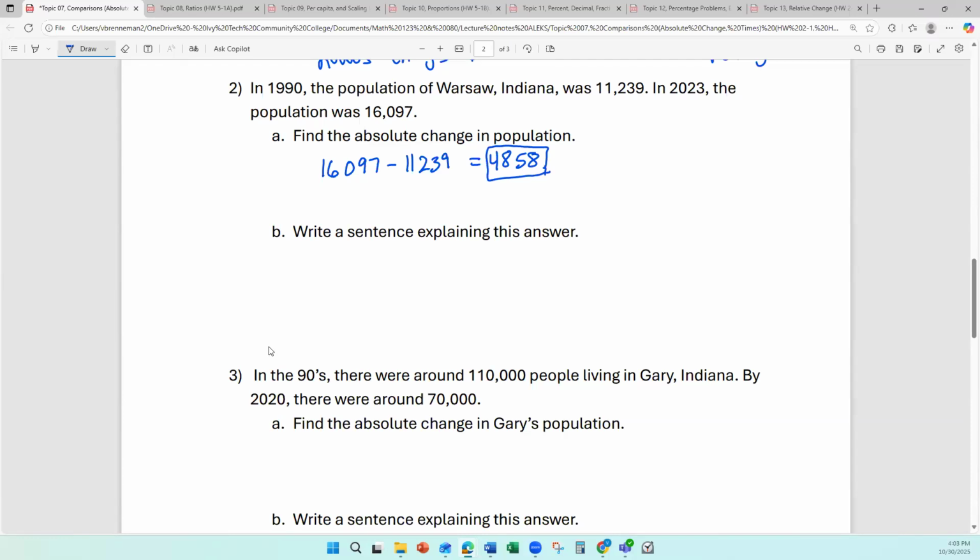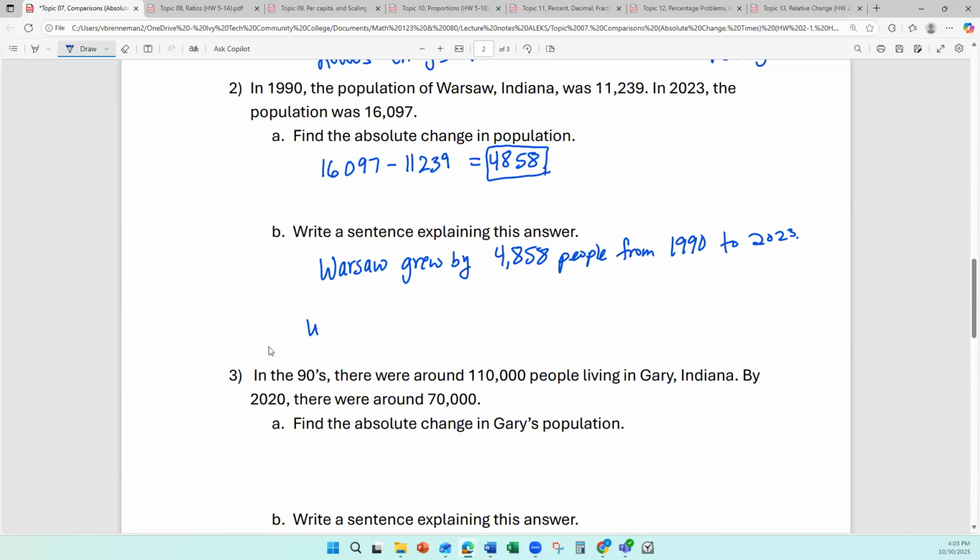Writing in a sentence, what does that number tell me about Warsaw? So I'm not saying the absolute change is 4858. I want to say, what does this tell me about Warsaw? It tells me that Warsaw grew by 4,858 people from 1990 to 2023. Again, lots of different ways that could be said.